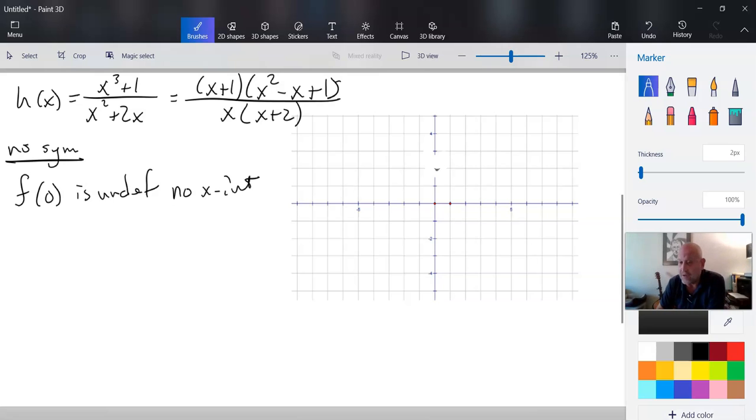Okay, so for the y-intercept, oh, excuse me, I can't believe I just said that backwards. F of 0 gives you the y-intercept. There we go. X-intercepts is f of x is equal to 0, and f of x is going to be 0 where the numerator is 0. So this is going to be x cubed plus 1 equals 0. Well, we're going to need the factored form.